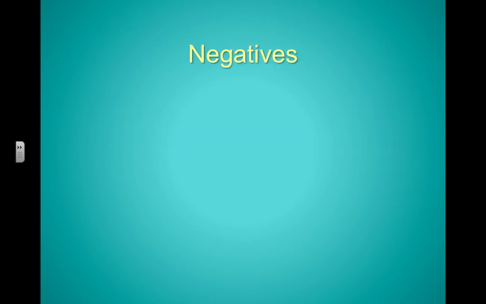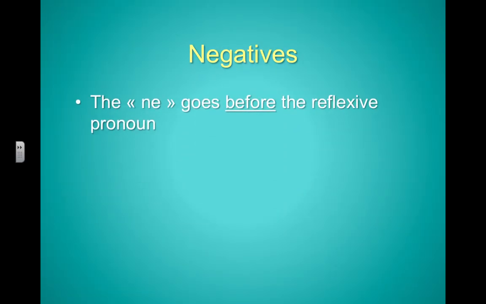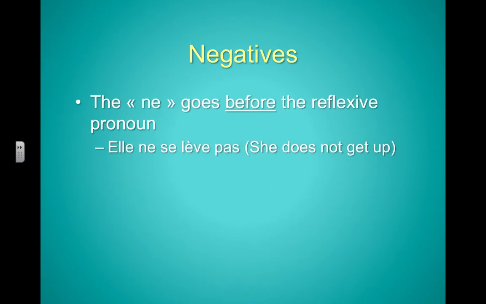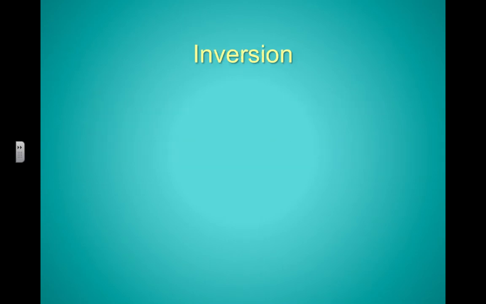All right, in the negative, this is where we have a lot of fun. We've got to remember my two parts are ne and pas. And the ne goes before the reflexive pronoun, and then the pas goes after the verb. So elle se lève would be she gets up. Elle ne se lève pas. So what's really important to remember is that the reflexive pronoun and the verb stick together. They never separate.